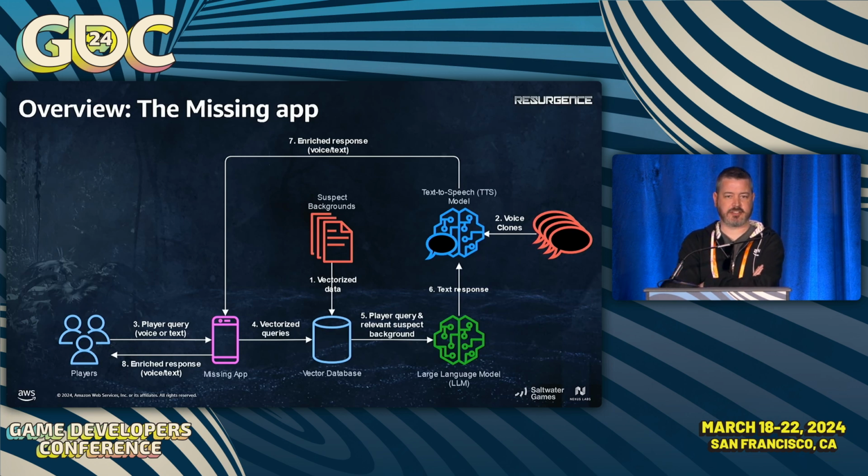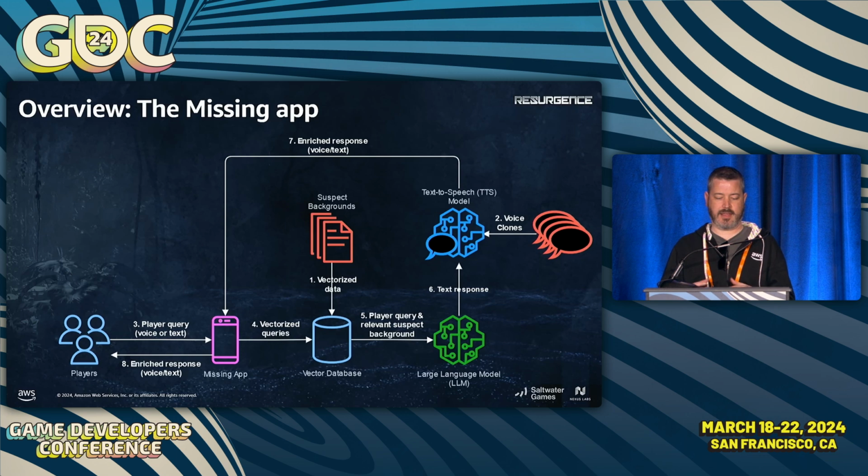So the overall high-level architecture for this one looks very similar to what we were just using for Thor AI. The key difference here is that rather than the lore of the world of Resurgence, we've got the suspect backgrounds as the main data store that the large language model is querying. All of those suspect backgrounds get, again, vectorized and loaded into a vector database. But what we've got in addition to that is a number of voice clones.